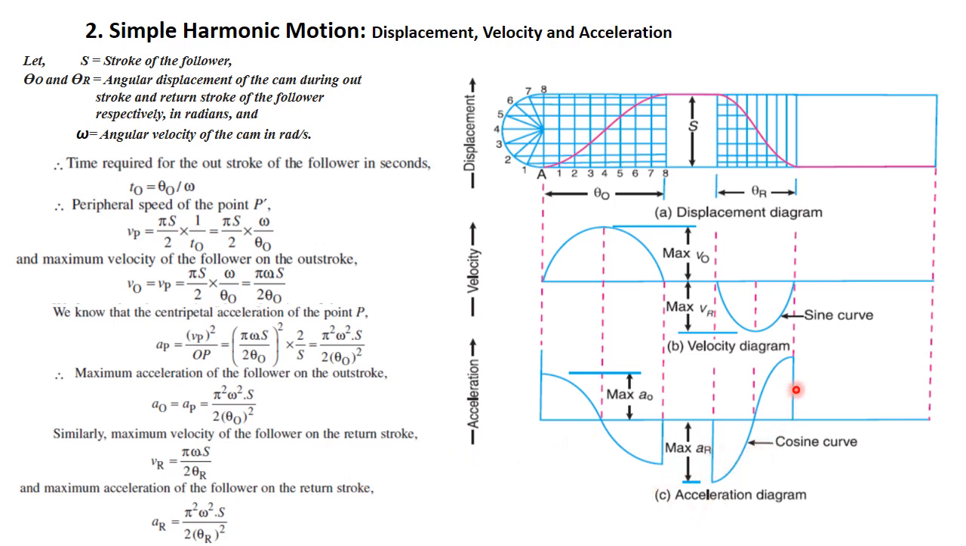So this diagram shows in detail the motion of simple harmonic type for the follower. The displacement we have seen, the velocity curve we have seen, and the acceleration curve we have seen for simple harmonic motion of the follower. Let us go to the next type of displacement.